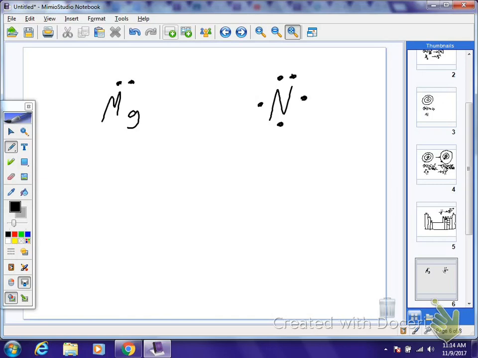First of all, what do we want to do? We want to figure out how many are lost and gained total, right? So how many does magnesium lose? 2. What charge? Positive 2. Nitrogen? Gain 3. What charge? Negative 3.